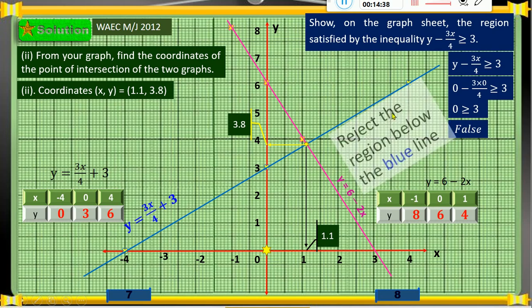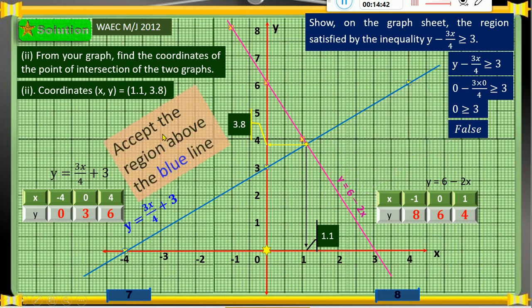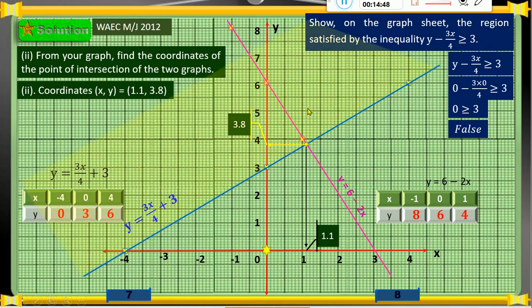So reject the region below the blue line, and then we are going to accept the region above the blue line. Now we shade above the blue line. That's the region that satisfies the inequality. There, now we have answered question number 6a.